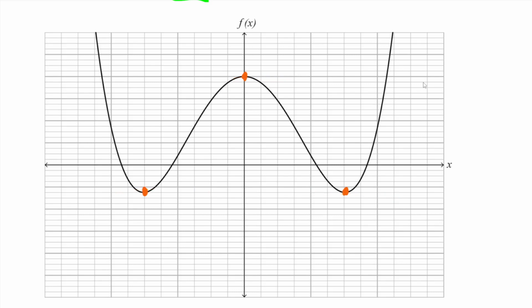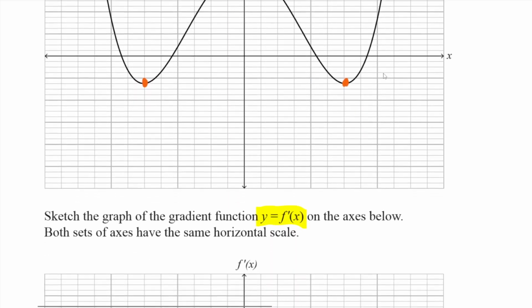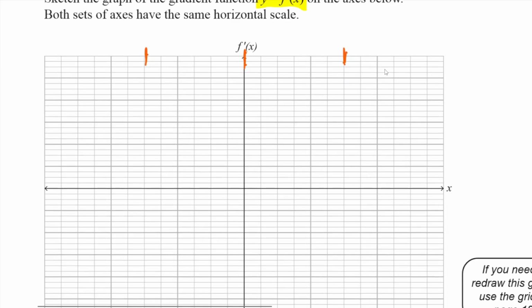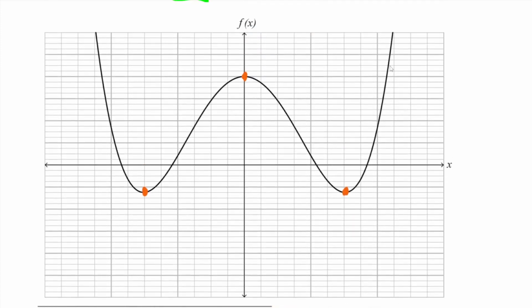So what does that mean for our gradient function? Well, at those same x values, in line with the axes, and in line with that x value, our gradient function would have a y value of 0, right? An x-intercept at those x values, because the y value tells us the gradient of the original function.